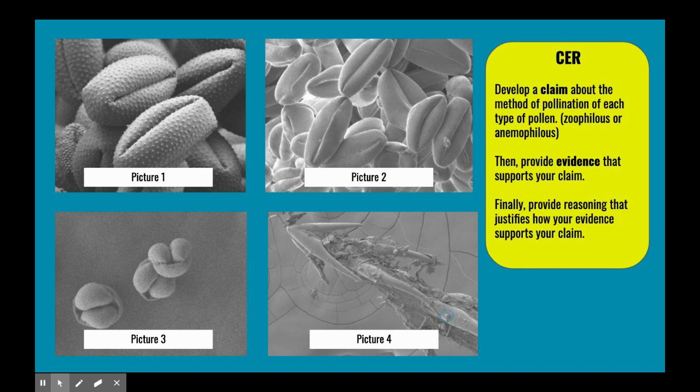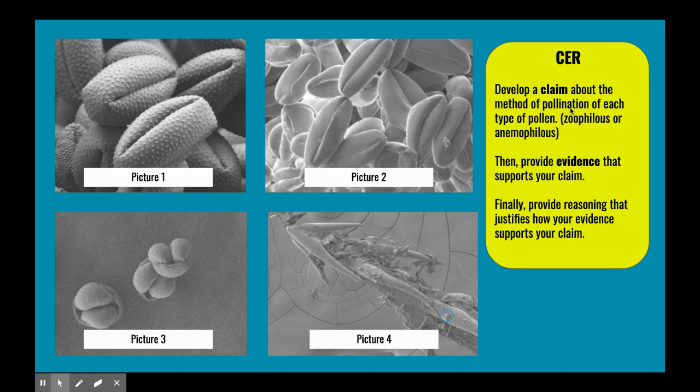I've got 4 pictures. They're all labeled. And so the task is the same for all 4 pictures. And following this slide, I've got an individual slide devoted to each individual picture. But I know myself as a student, it might be helpful to actually see them side by side on one slide so I can compare. So let's just start off with picture number 1. Take a look at it, compare it to the others. I want you to develop a claim about the method of pollination.